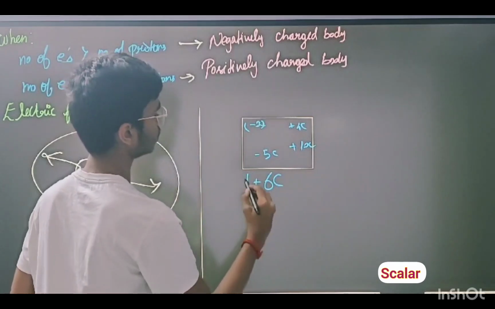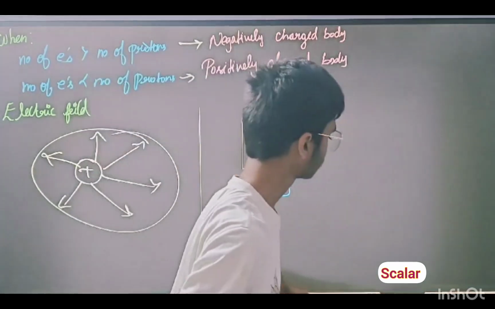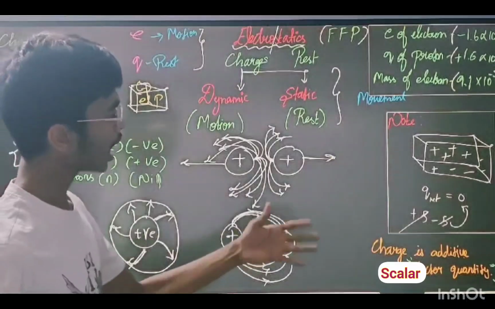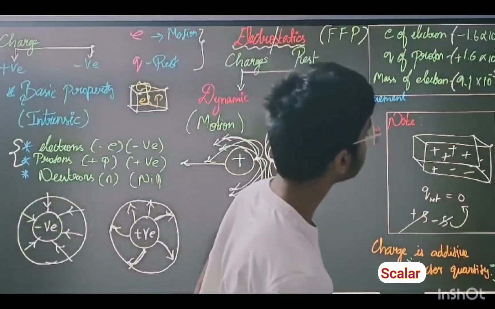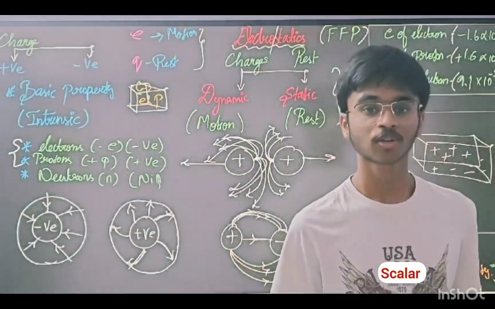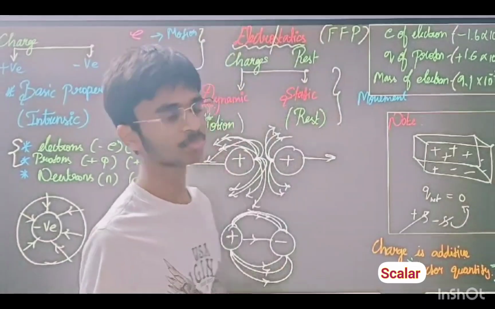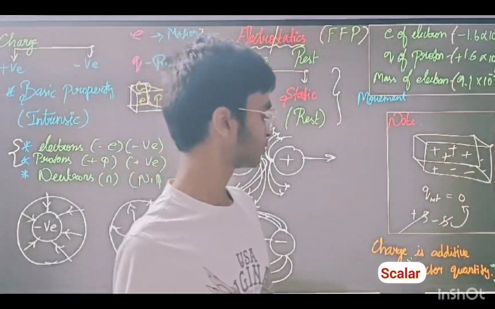6 coulomb is the answer. And also, charge is a vector quantity. Make sure that you are knowing this. Charge is a vector quantity. Okay, do not forget.